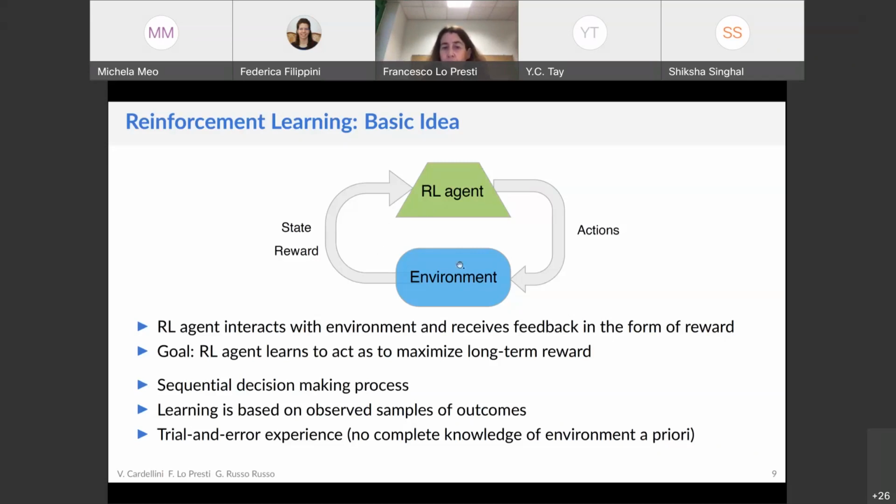So the process of learning is a sequential decision-making, and the learning is based on the observed samples of the outcome. And the learning is based on a trial and error experience. That means there is no complete knowledge of the environment a priori, and in particular, there could be no knowledge at all.